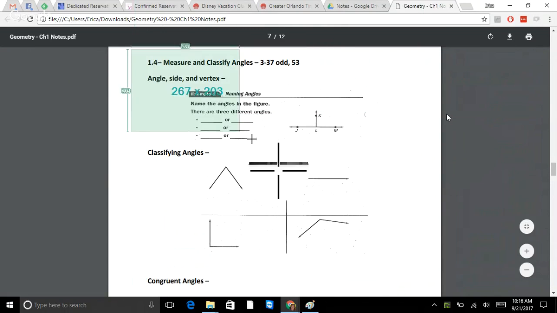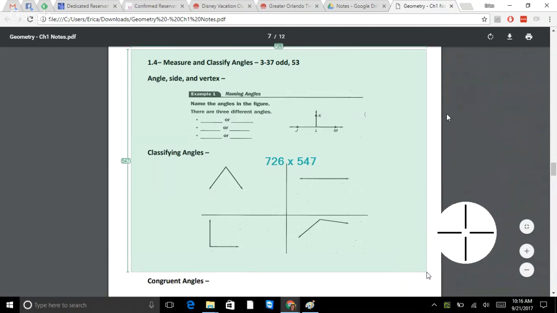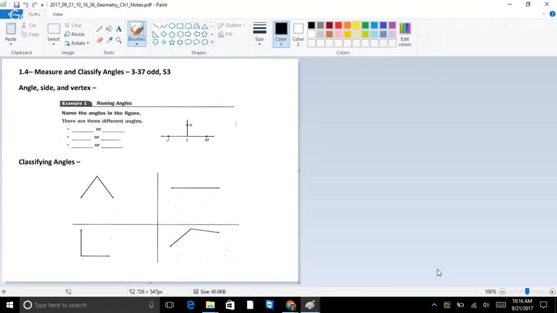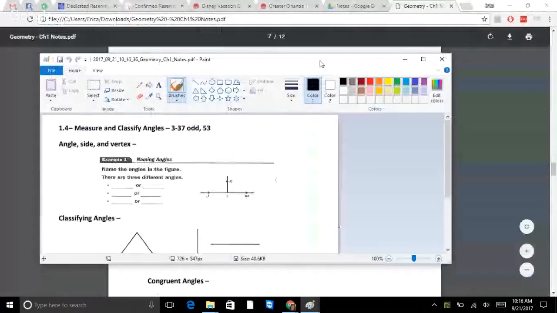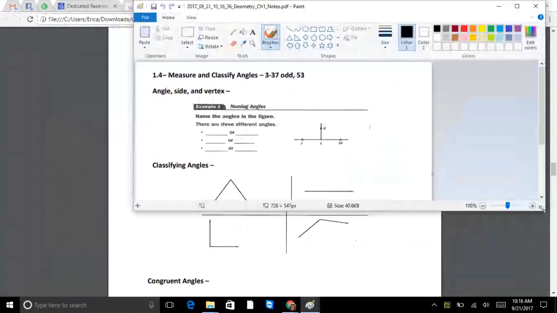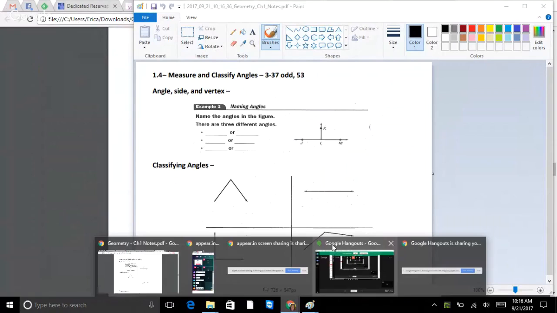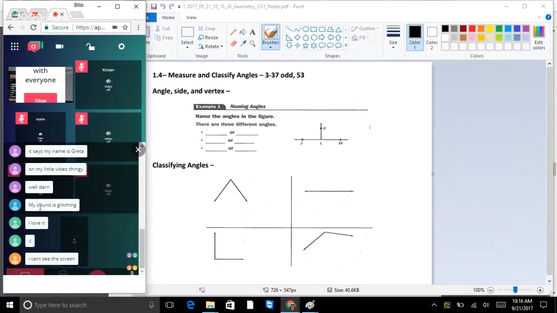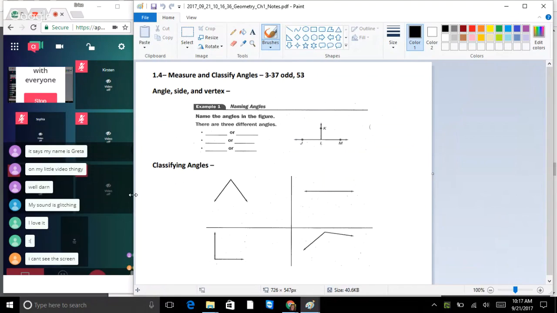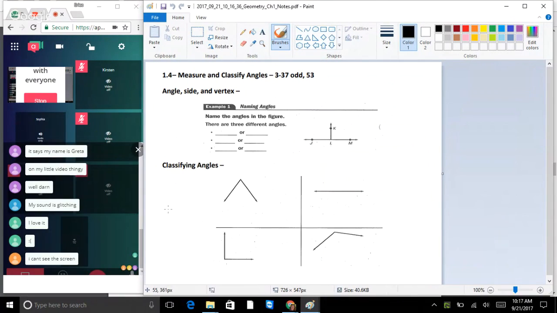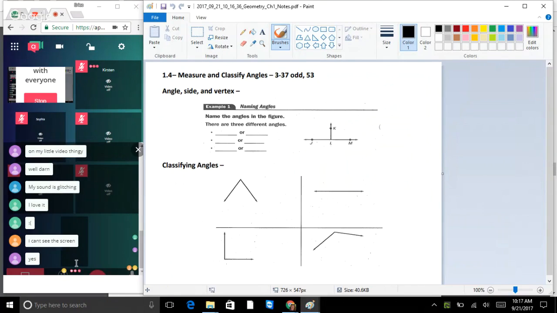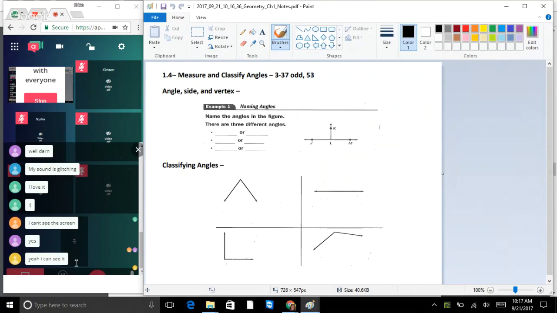So let's talk about angles. Up to this point in geometry, we have talked about a lot of different things with lines. So can you guys all see this angles thing? Yes, you can see it. Okay, cool. And I think I can see the chat. You guys can see that. It's not very pretty, but it's going to work for today.